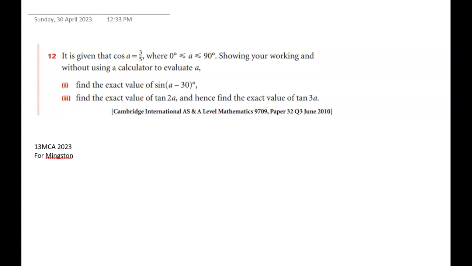So question 12 is kind of a classic Cambridge question. It has to be done using no calculator, and we're told that cos of A is equal to 3/5 and that angle A is in the first quadrant. So what that means is that we know we've got an acute angle, so we can draw ourselves a triangle and write on cos of A.